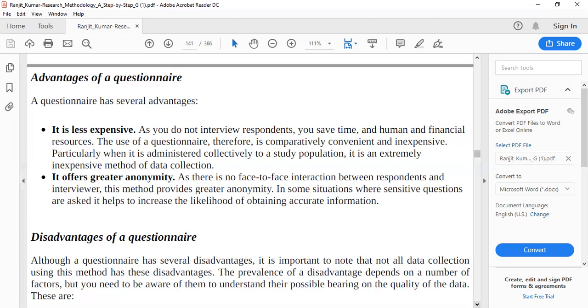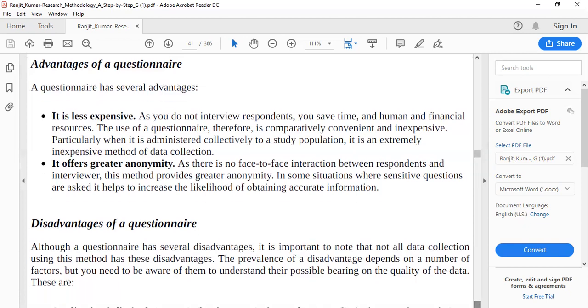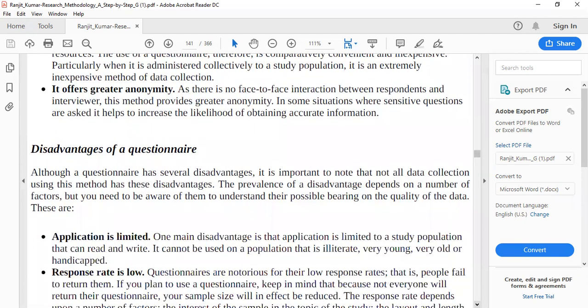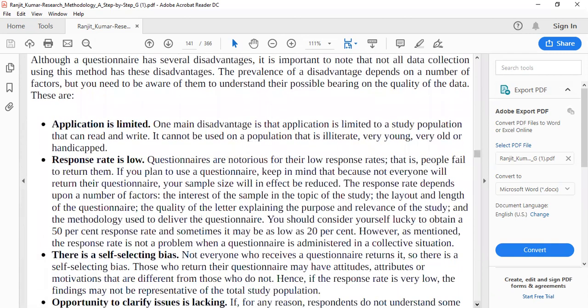We have disadvantages of the questionnaires, and that is that its application is limited. That is, it cannot be taken from people who are illiterate, or very young, or maybe children. So it's difficult.